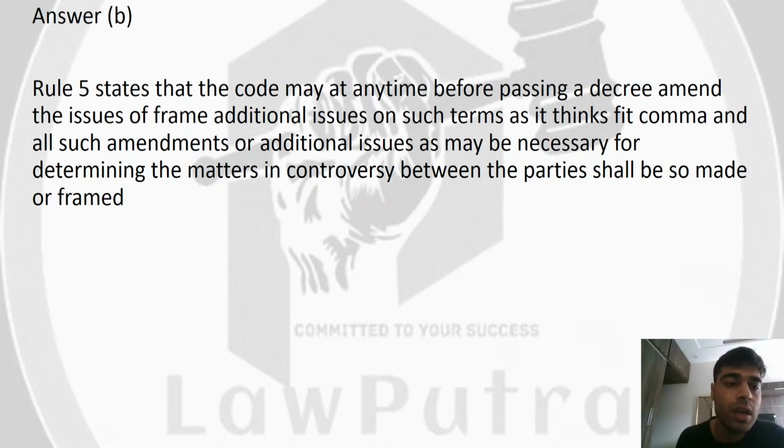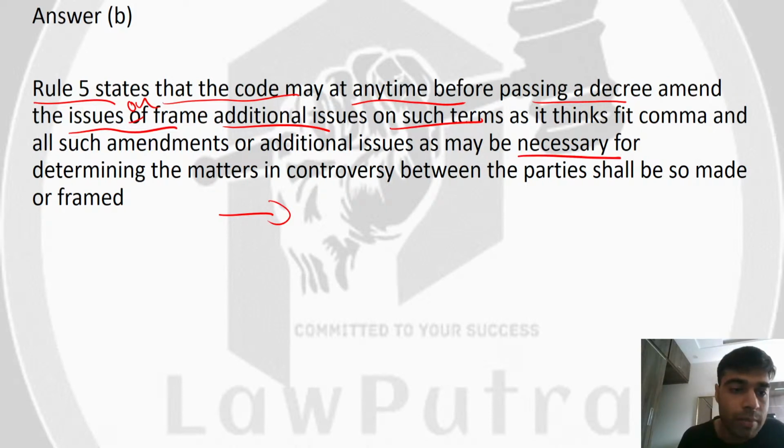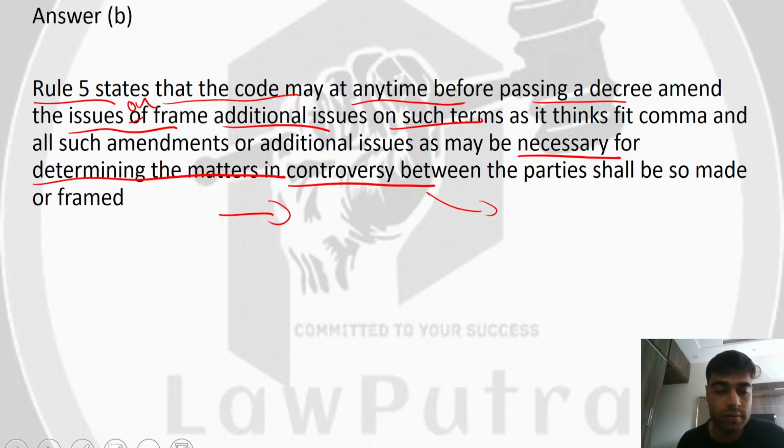The answer is B, Rule 5. Rule 5 states that the court may at any time before passing a decree amend the issues or frame additional issues on such terms as it thinks fit, and all such amendments or additional issues as may be necessary for determining the matters in controversy between the parties. So the court can frame additional issues, but those should be only those necessary for determining the matter in controversy between the parties. All other issues, even if the court frames them, will be extraneous, so they can be dropped.